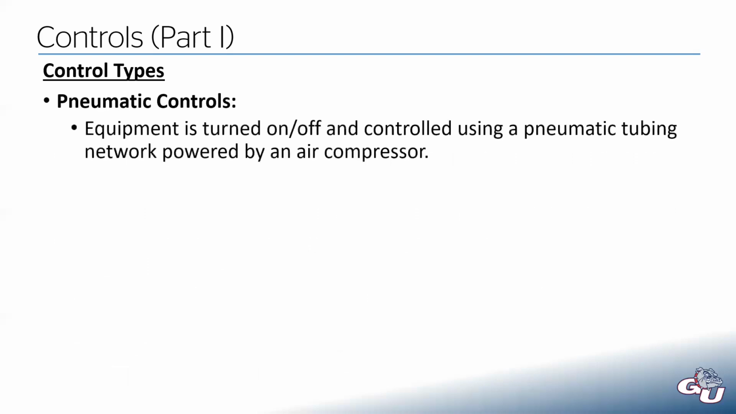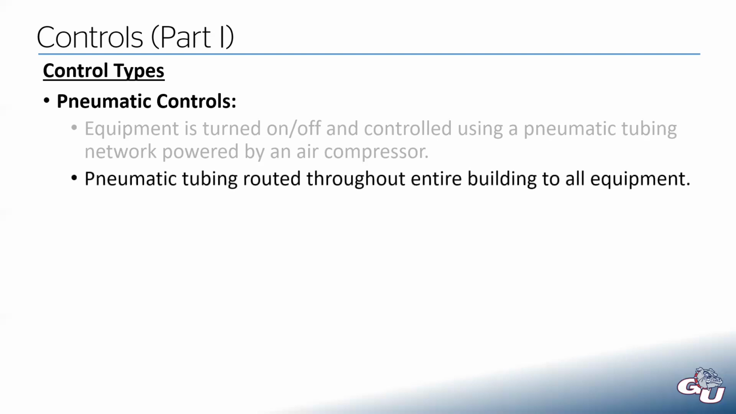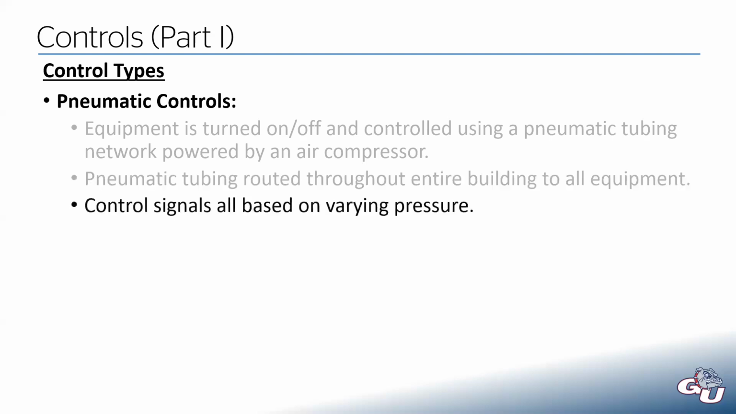There are a couple main types of control systems. There's three that we're going to talk about today. There's pneumatic controls. With pneumatic controls, your equipment is turned on and off using a pneumatic tubing network powered by an air compressor. So you have this air compressor in your building that's producing compressed air, and then that gets routed through the entire building through a whole spider web of pneumatic tubing. And all of your control signals are based on a varying pressure.